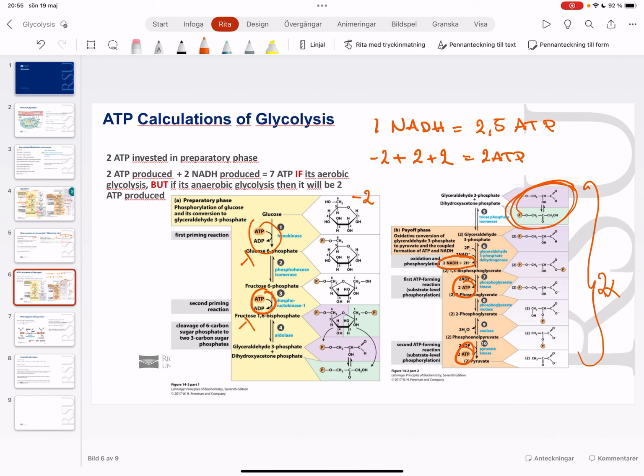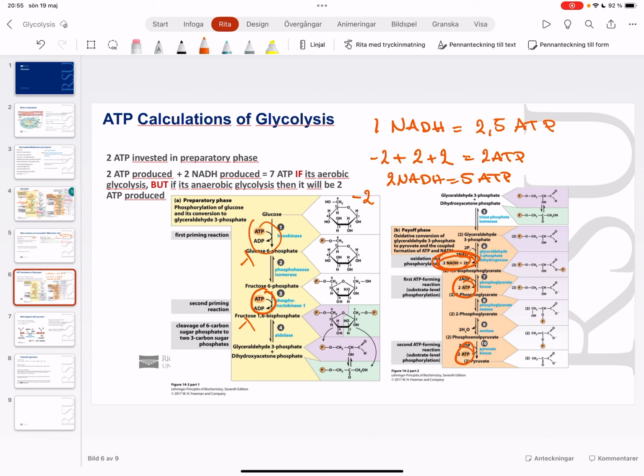And then we cannot forget about the NADHs. So we will get 2 NADH, which will equal 5 ATP. Okay, so this is important. If glycolysis is anaerobic, that means that we will only get 2 ATPs. But if glycolysis is aerobic, meaning it will go through the citric acid cycle and through the electron transport chain, that means that we will get an additional 5 ATP through the NADHs, because the NADHs will go through those pathways and they will generate ATP.